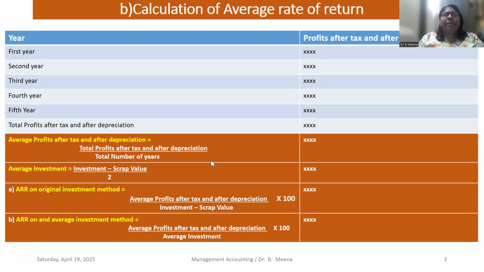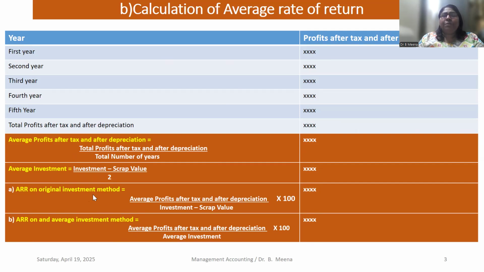Once you have calculated average profits after tax and after depreciation, then move on to the calculation of the average investment. In case the problem has a scrap value for the investment, deduct the scrap value from the investment and divide by 2, because we are calculating average investment. Once you calculate the average investment, then finally we can move on to calculate the ARR, either on the original investment method or on the average investment method.